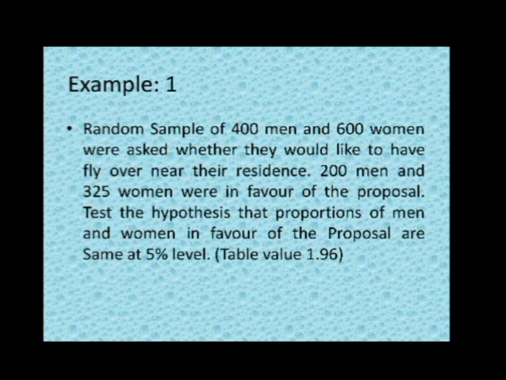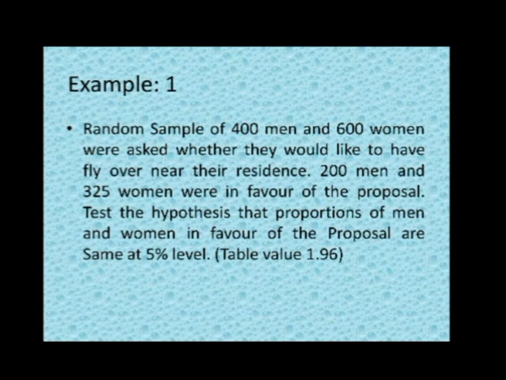A random sample of 400 men and 600 women were asked whether they would like to have a flyover near the residence. 200 men and 325 women were in favor of that proposal. This is the question: test the hypothesis that the proportions of men and women in favor of the proposal are significant or not.